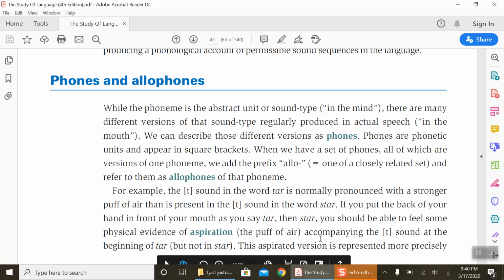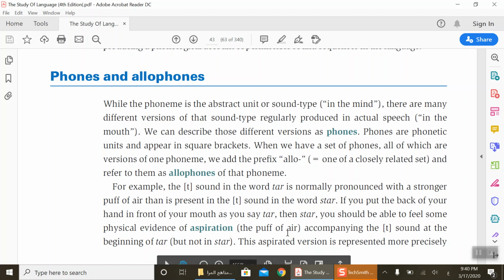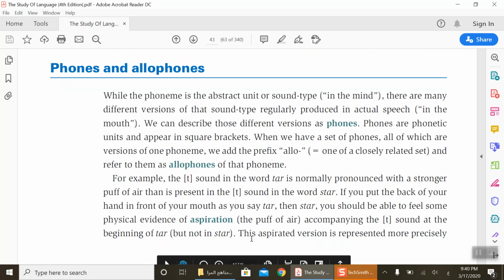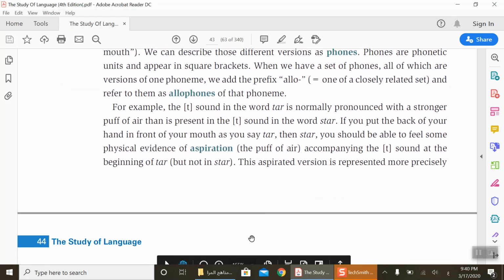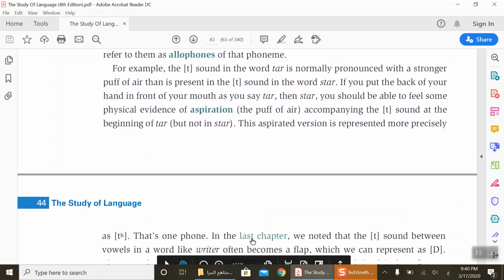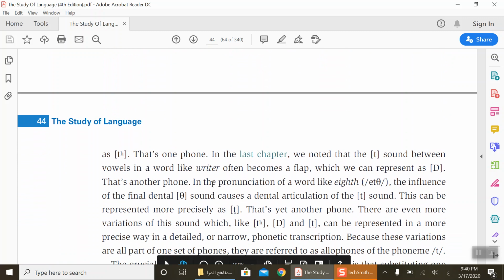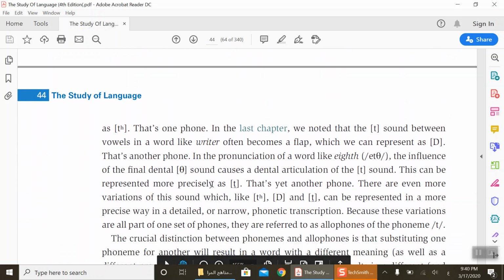So we say tie, pray, this is aspiration. Key, you can't feel it, right? Especially at the beginning of words. Then we have an explanation of aspiration. You can read it.